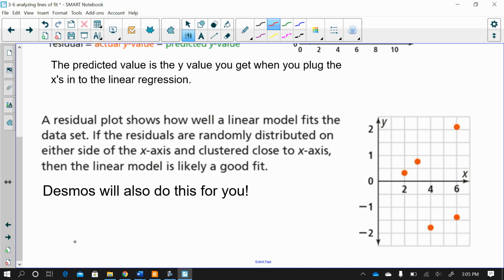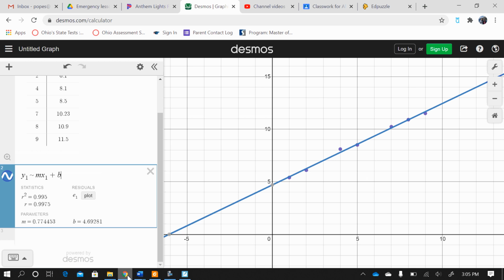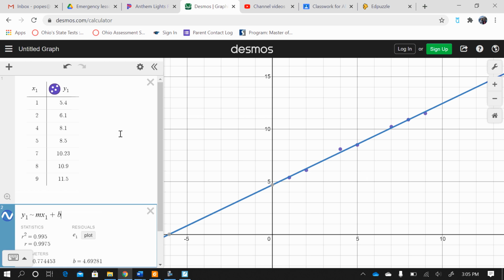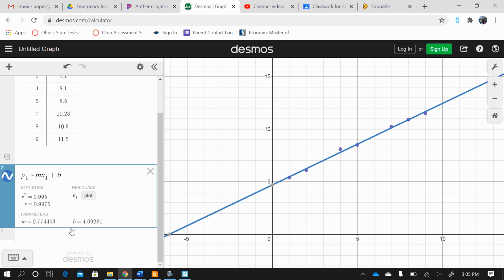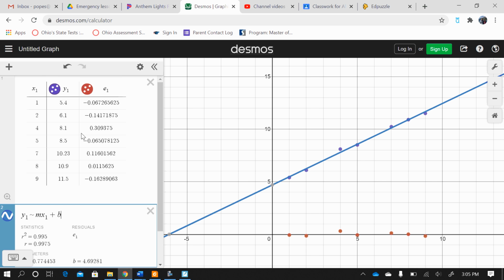Cool thing is, Desmos also does this. So if I go back to Desmos, right down here where I have the y1 approximately mx1 plus b, right here it says residuals. Let's hit the plot button. Notice it gave me another column here, my residuals. So they took each x value and plugged it into the equation we got down here, then subtracted this minus that value, and that's how we get the residuals.